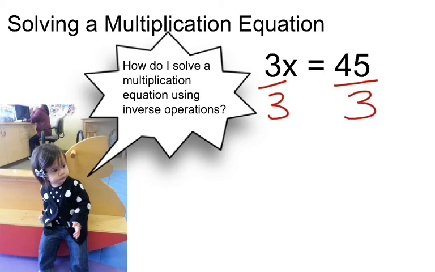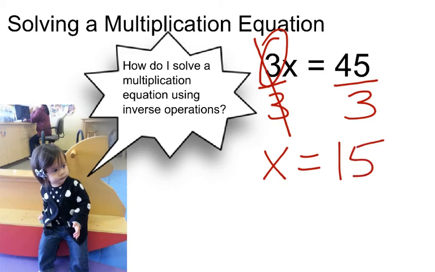Why is it 3 and not 45? Well, because we want to get the x all by itself. In order to do that, we have to get rid of this 3. So when 3 and 3 cancel out, we're just left with 1x, because 3 divided by 3 is 1. And 1x can just be symbolized as x. And we have 45 divided by 3, which gives us 15. So I know that x equals 15.